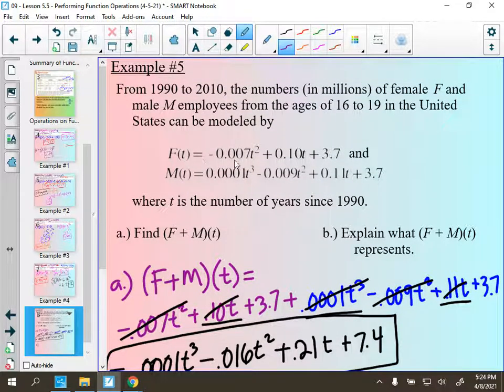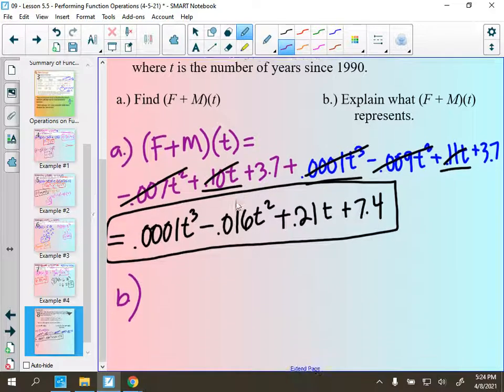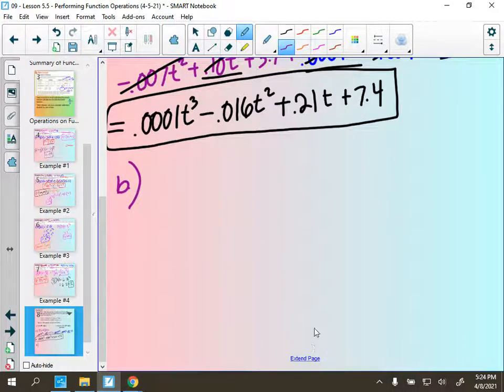We added the model that gave us the number of female employees ages 16 to 19 in the US with the male model, which tells us the number of male employees ages 16 to 19 in the US, t years from 1990. When we add those together, what is that going to give us? The total number, male and female together, of employees in the U.S. age 16 to 19, t years after 1990. So it's kind of a mouthful. Let's write it out though.